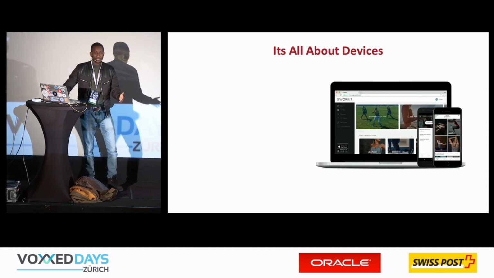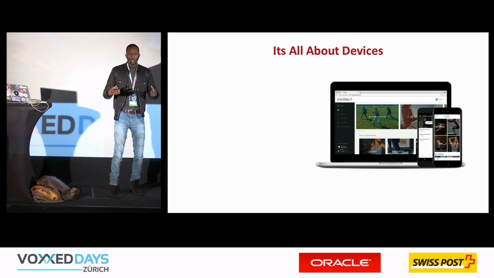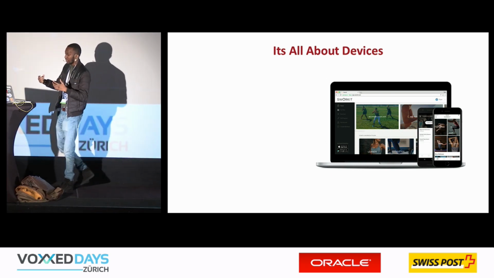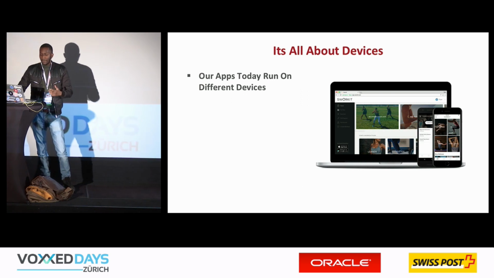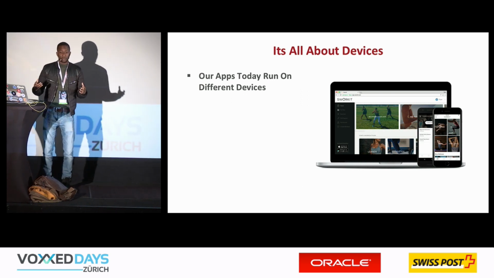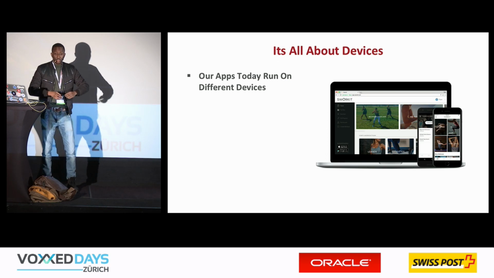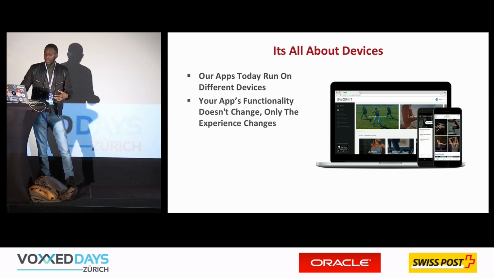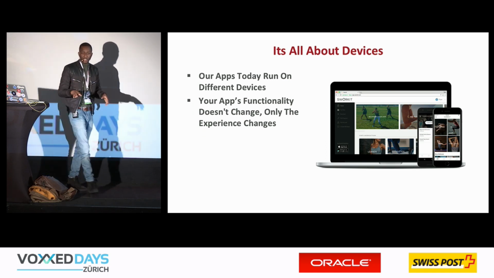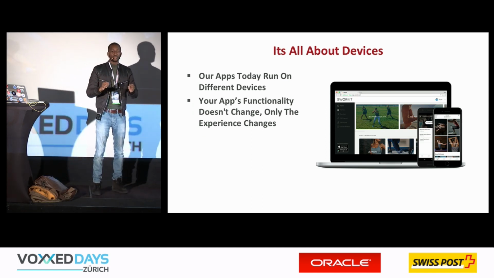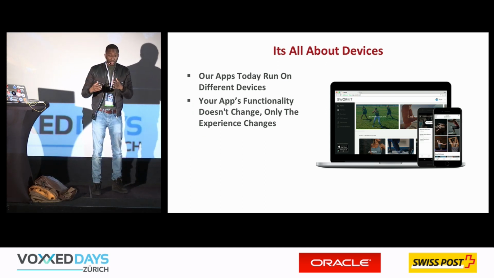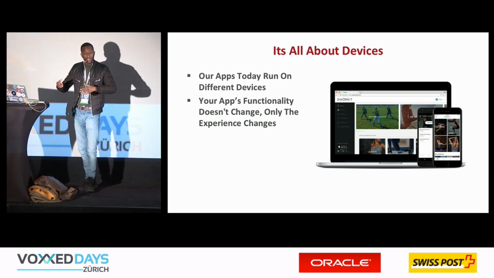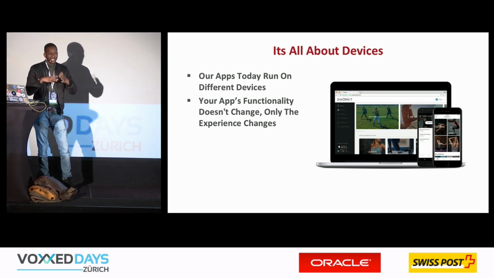So it's all about devices. When you're talking about applications, it's all about devices. It's all really about how we use devices. Today, our apps run on different devices, right? You have the same application on your watch, on your phone, on your Google Glass, on anything, right? And your application's functionality does not change. What you use your application to do does not change. You can still read your email on your desktop. You can still read your email on your phone. You can still read the same email on a tablet. But it's just the experience that changes. That's the most important thing.